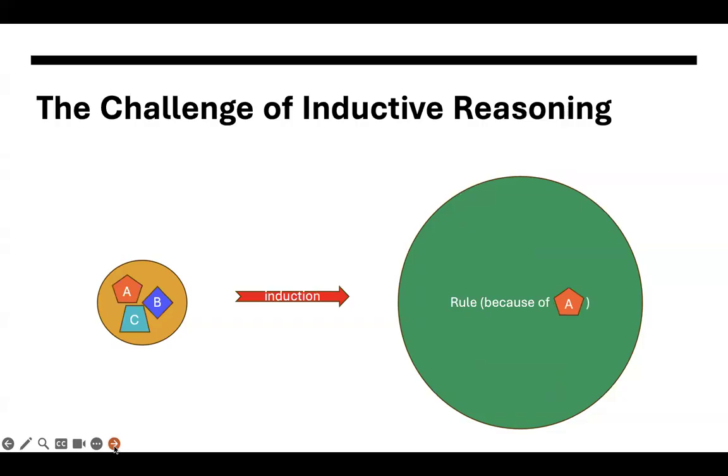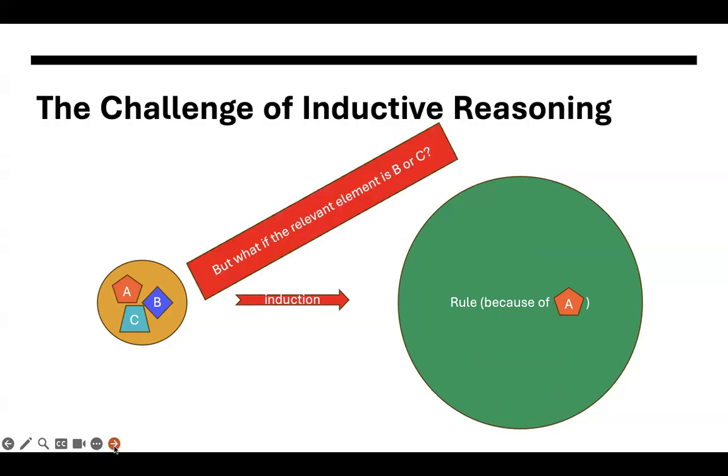The challenge of inductive reasoning is that it's not as reliable as deduction. For example, if we have a specific manifestation that includes elements A, B, and C, and we induce a rule because of A, we might be wrong, because what if the relevant element in the example is B or C, in which case the rule can't be because of A.